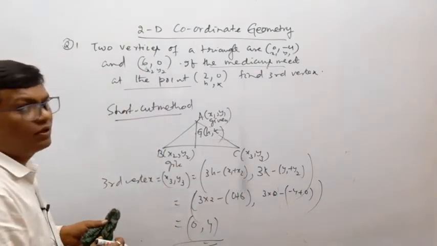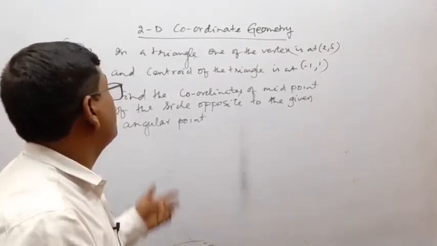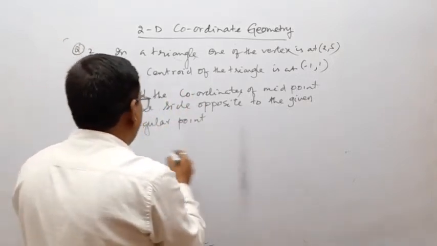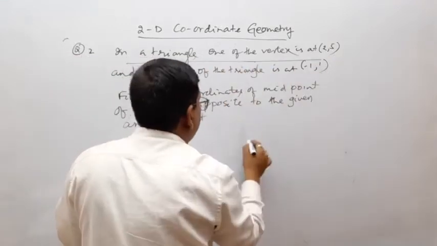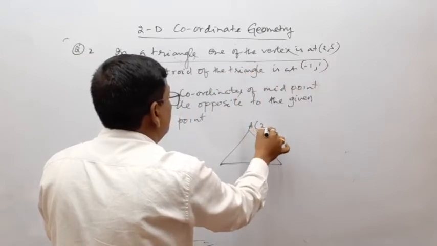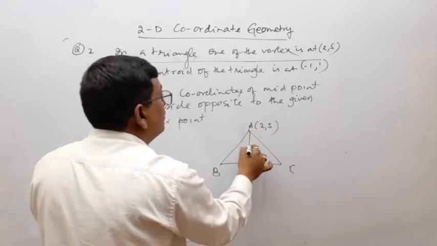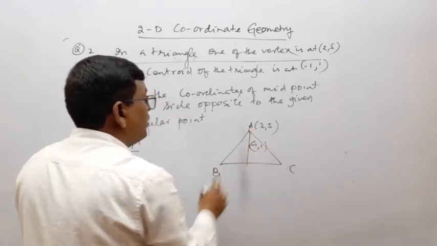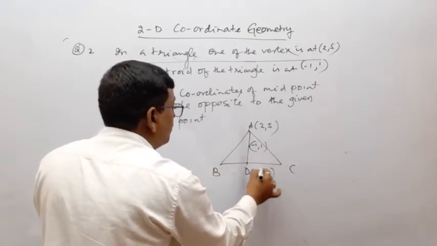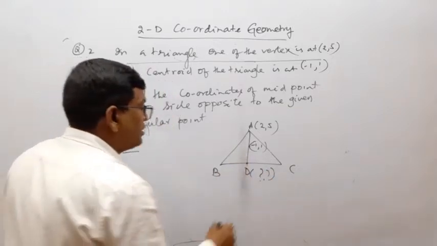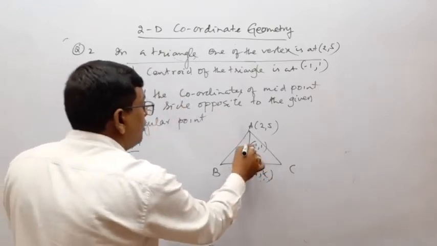Okay, now another question. In a triangle, one of the vertices is at 2 comma 5. Solution: suppose A is 2 comma 5, and this is B and this is C, and the centroid is at minus 1 comma 1. Find the midpoint, that is D. Find the coordinates of D. Suppose this is alpha comma beta or h comma k. Suppose this is point G.